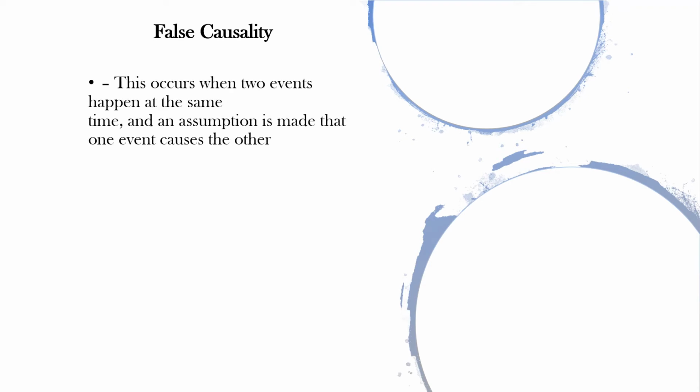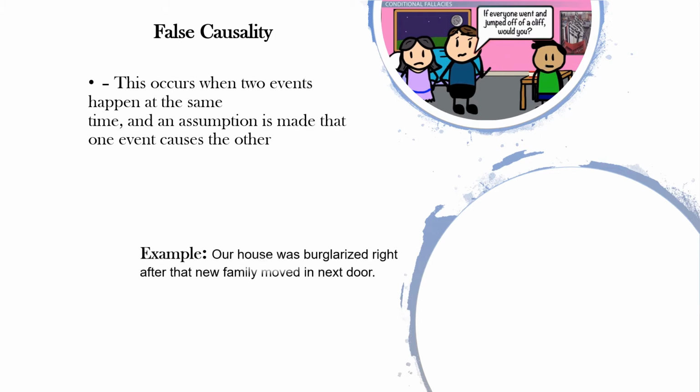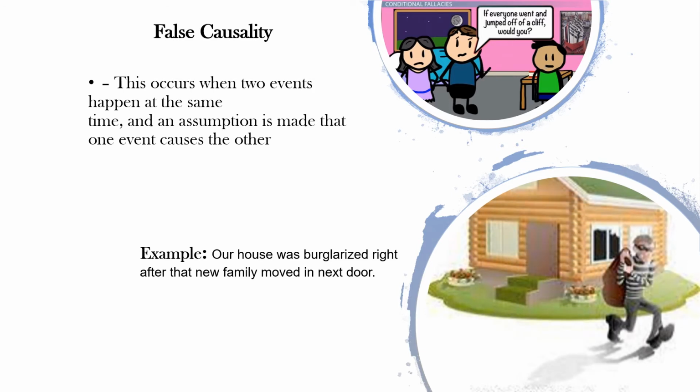False causality. This occurs when two events happen at the same time and an assumption is made that one event causes the other. Example: our house was vandalized right after that new family moved in next door. Explanation: this statement attributes a false cause, the new family next door, to the effect, the vandalism. Okay?